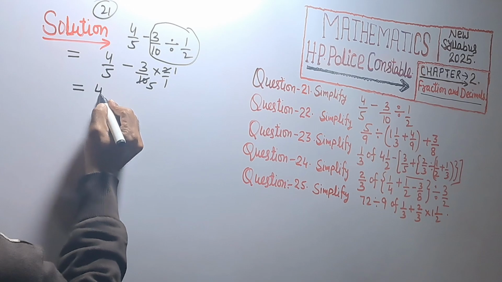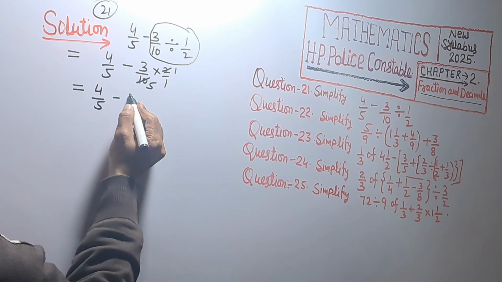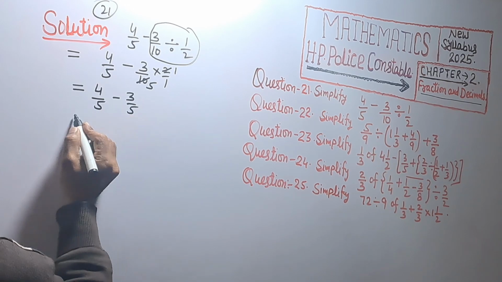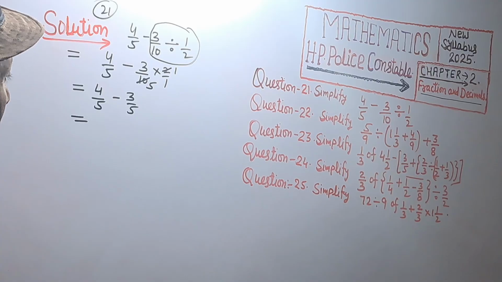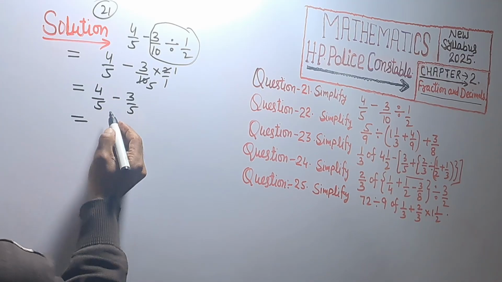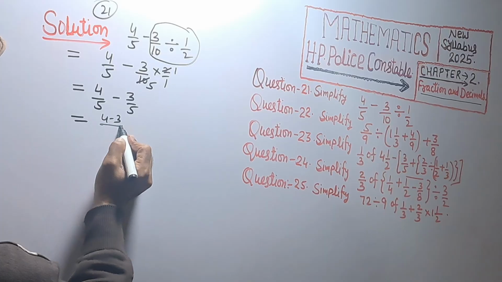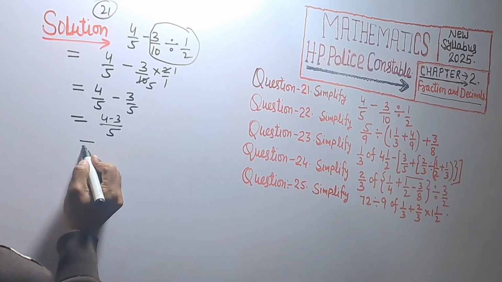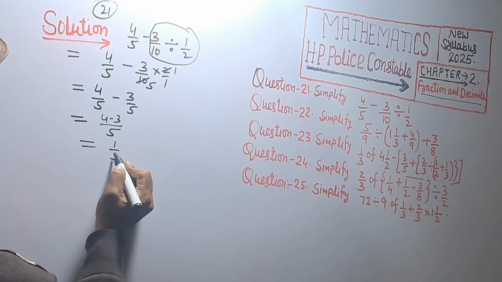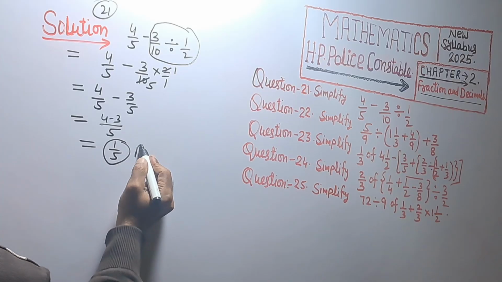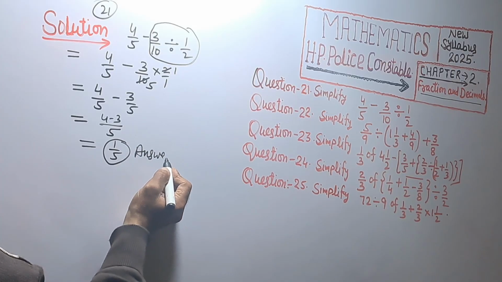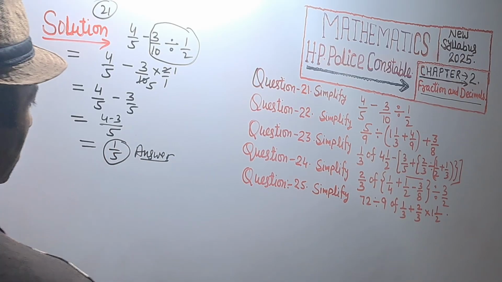That is 4/5 minus 3/5. The denominators are equal, so 4 minus 3 divided by 5, that is equal to 1/5. Answer.